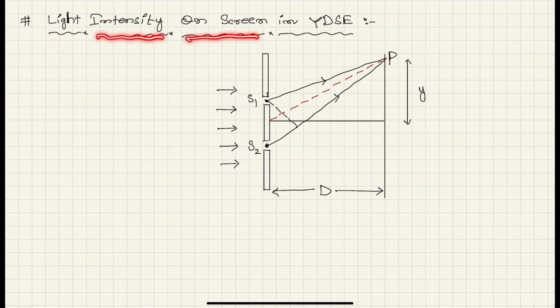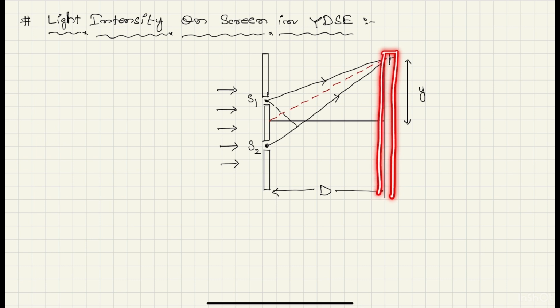on screen in YDSE. This is the screen. On this screen, the bright and dark regions are formed. So what will be the intensity of light at central maximum? Next, like bright and dark regions can be observed.